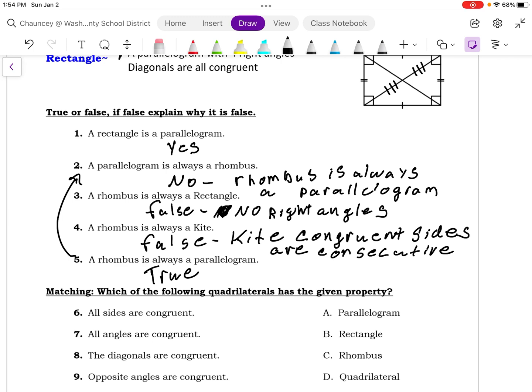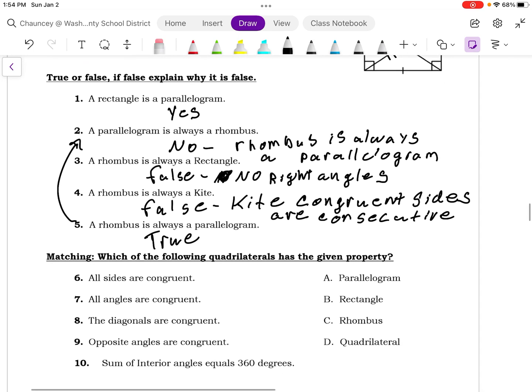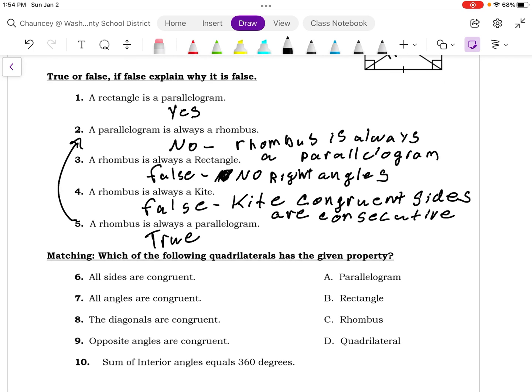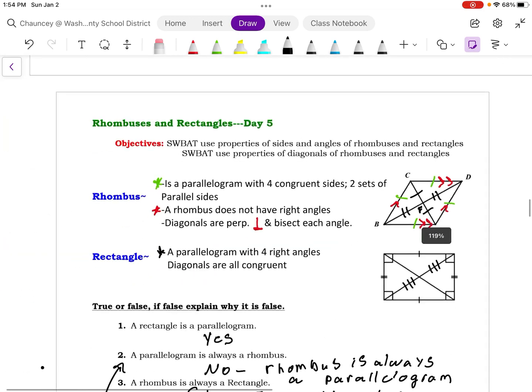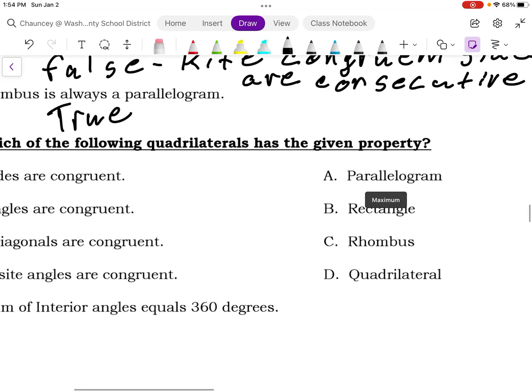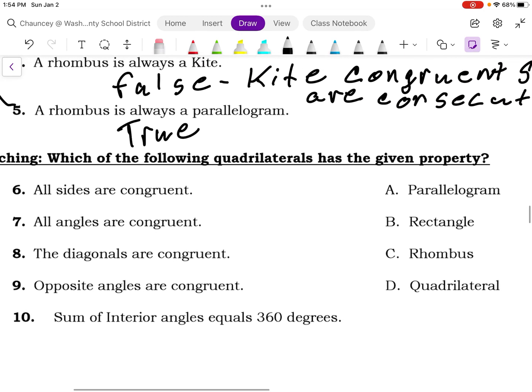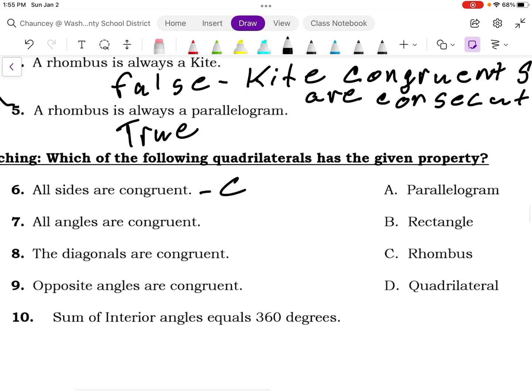Match which of the following quadrilaterals has the given property. Okay, so all sides are congruent. Well, what does that match? What did we just say? All sides are congruent. Go back up to this. Well, that has to be a rhombus. So what is rhombus here? That is C. So that is just the properties of a rhombus.